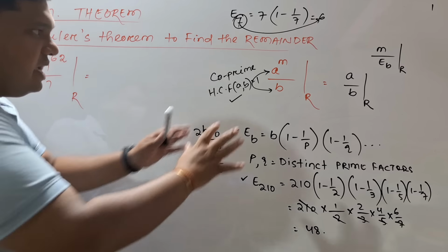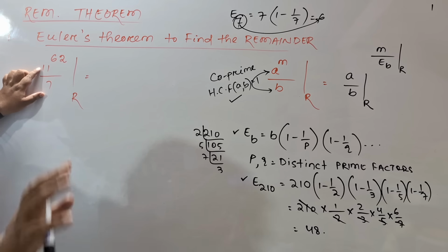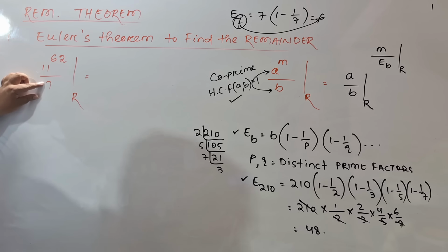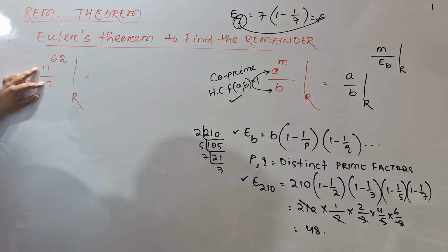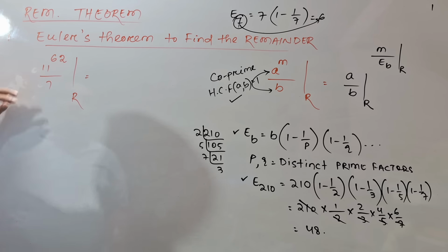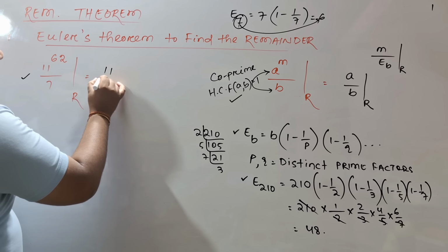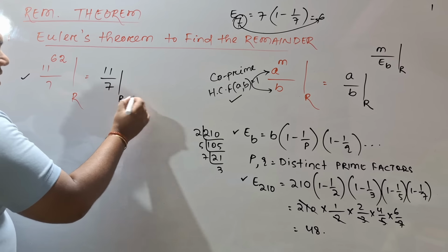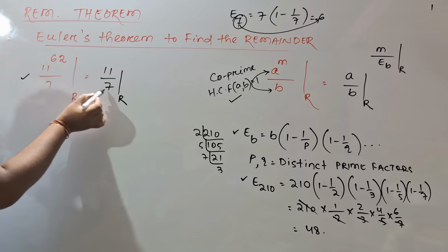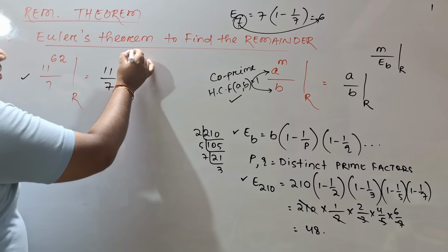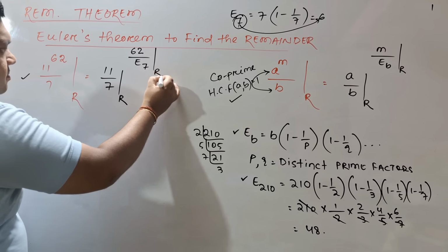Now look here, I will relate it. First of all, when I apply Euler's, I have to check the restriction: whether 11 and 7 are co-prime or not. Co-prime means HCF is 1, and you know that between two prime numbers, HCF is 1. So they are co-prime and I can apply Euler's here. Step number 1: 11 when divided by 7, find the remainder. Here it is written a when divided by b, find the remainder. Then the power 62 when divided by Euler's number of 7, find the remainder.